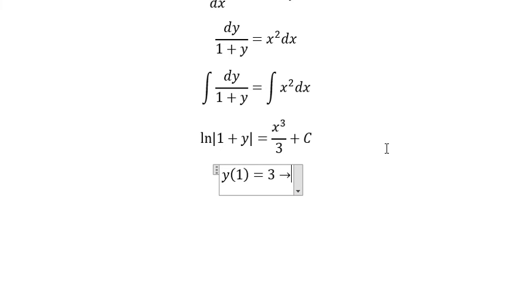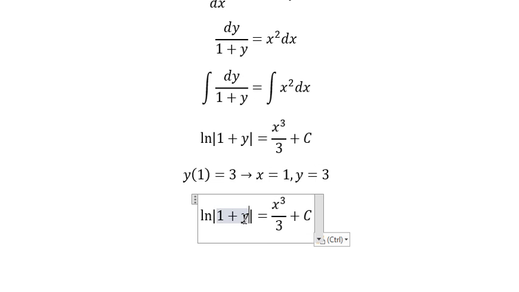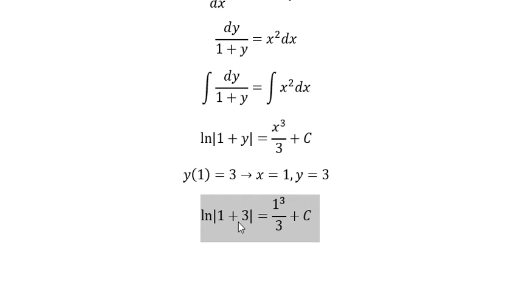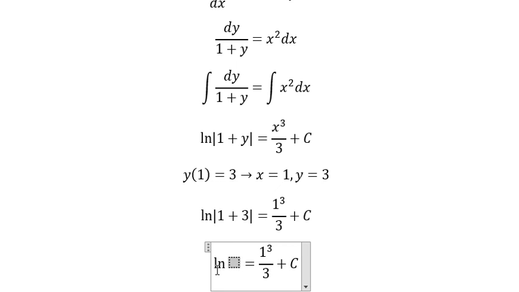That means when s equals 1, y equals 3. So I will put number 3 in here, number 1 in here. 1 plus 3, you get number 4. This one you get 1 over 3.